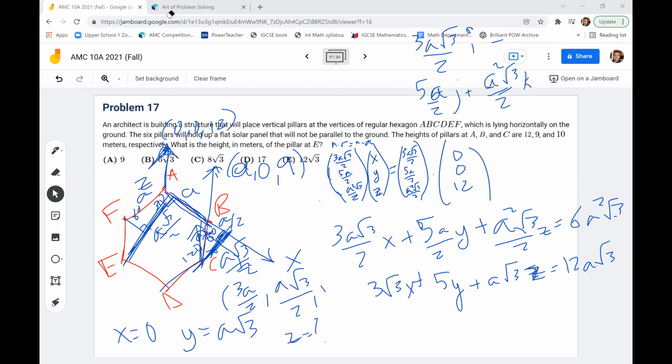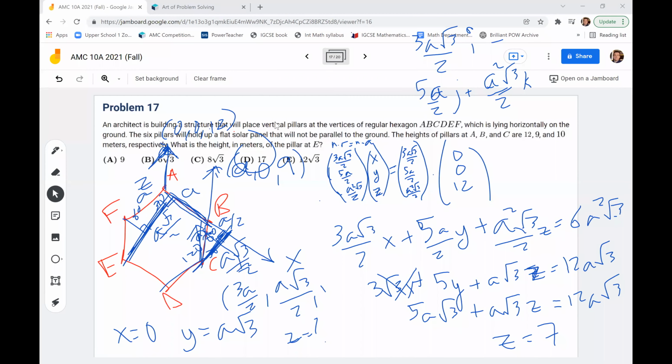And now, by doing that, this will cancel out, right? And then I'll get 5A root 3 plus A root 3Z equals 12A root 3, which if we just look at this, we can tell that Z has to be 7.